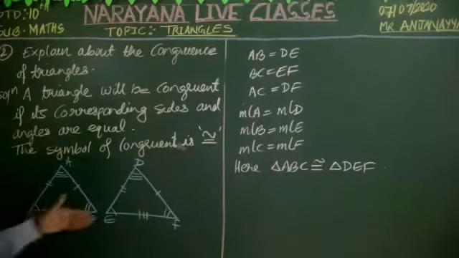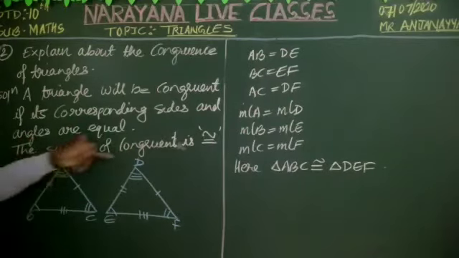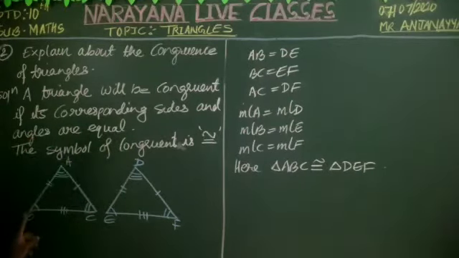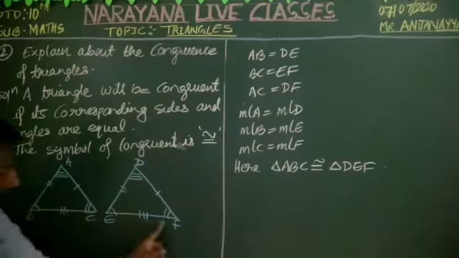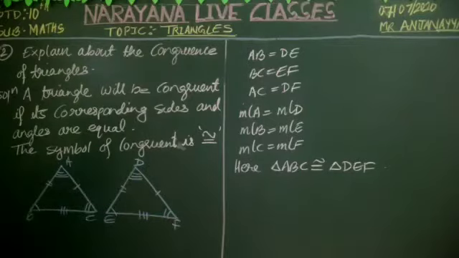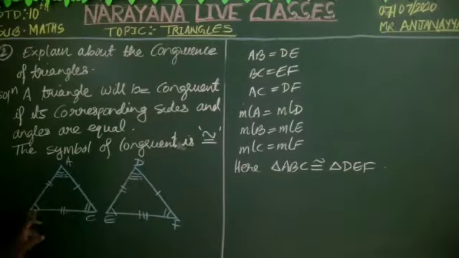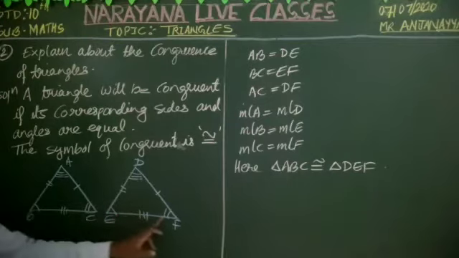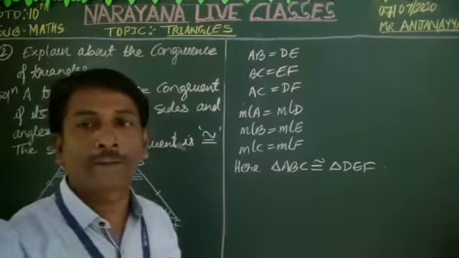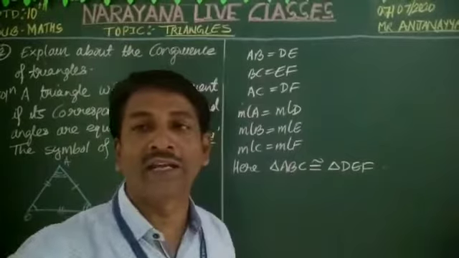If I consider triangles ABC and DEF, then side AB is equal to side DE, side BC is equal to side EF, side AC is equal to side DF, and also the measure of angle A is equal to the measure of angle D, angle B is equal to angle E, and angle C is equal to angle F. And here triangle ABC is congruent to triangle DEF.